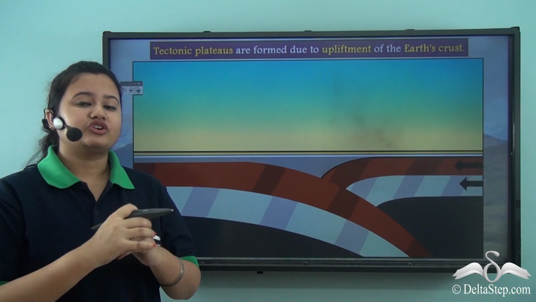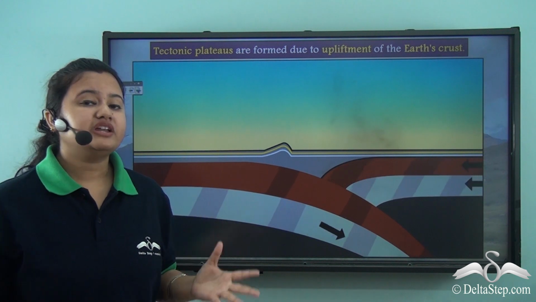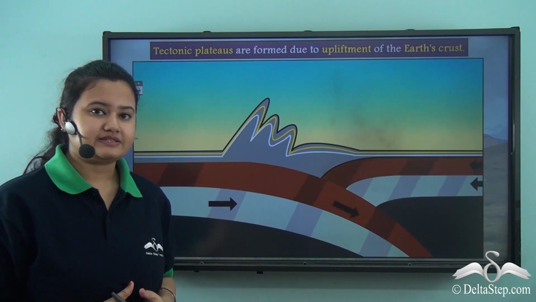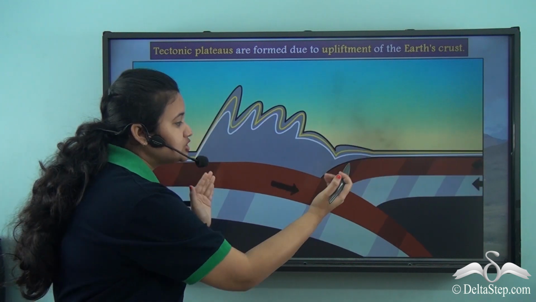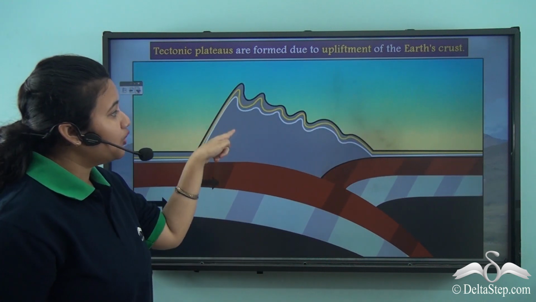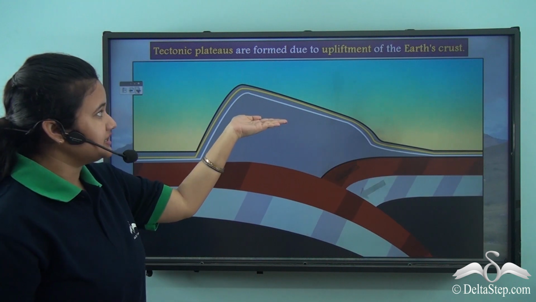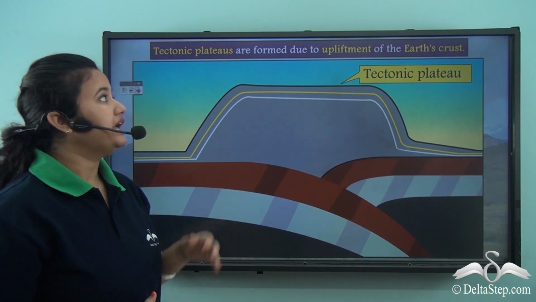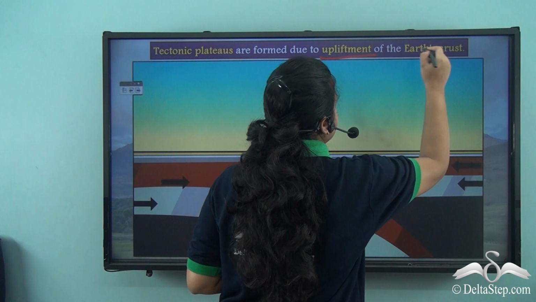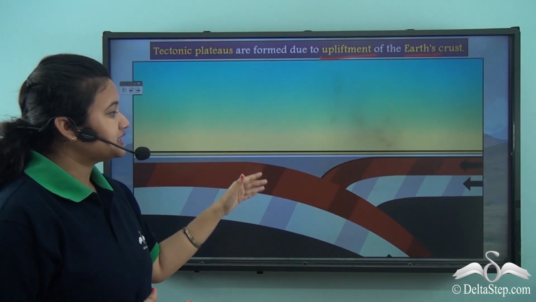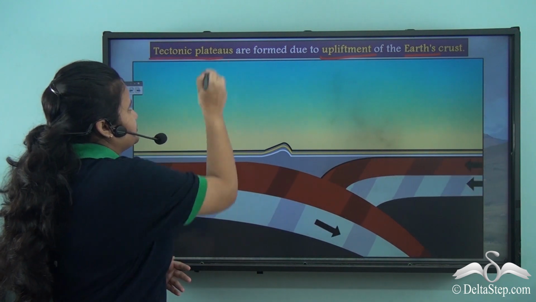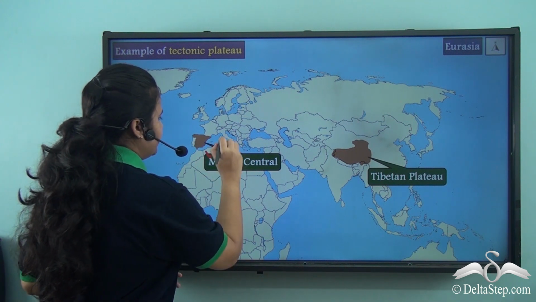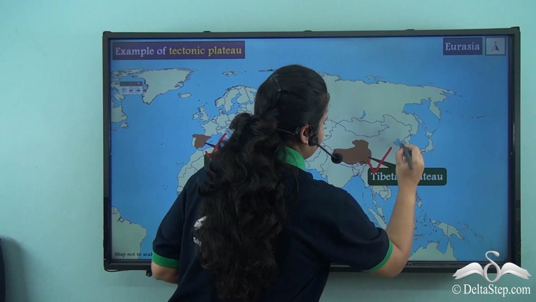We know the Earth's crust is changing continuously due to various natural processes like movement of tectonic plates or continental plates. Sometimes due to slow collision of tectonic plates, the overlying crust gets uplifted or folded, thereby forming a highland or a plateau. This type of plateau that is formed due to upliftment of Earth's crust due to slow collision of tectonic plates is known as tectonic plateaus.